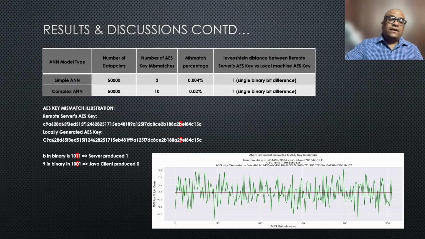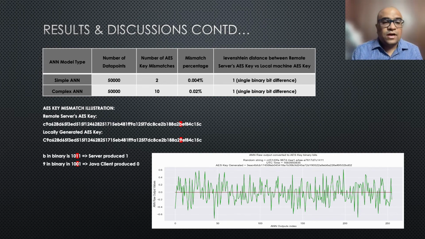Regarding the error rate, models were generated on Google Colab on TPU, and the same model was executed on the local machine with 50,000 sample inputs and outputs. Out of 50,000 samples, only 2 AES keys did not match for simple ANN, and 10 AES keys did not match for complex ANN. The error percentage is very low, 0.004% for simple ANN and 0.02% for complex ANN. Also, the Levenshtein distance between the differences was 1. That means only 1 bit out of 256 bits was different.